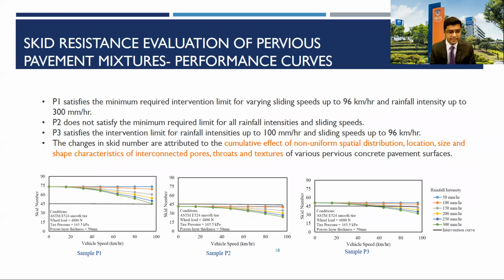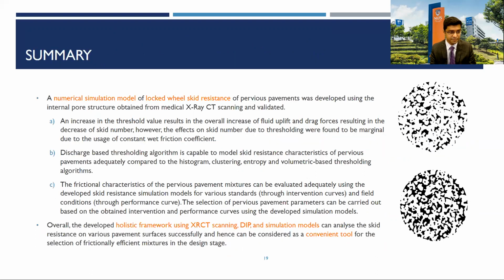The area above this line is considered safe, and the area below this line is considered an accident-prone zone. Out of these samples, P1 is considered frictionally safe, P2 fails completely, and P3 can be considered safe till 100 mm/h rainfall intensity. XRCT-based simulation models help in obtaining this useful data in the design phase without the use of full-scale accelerated pavement testing.